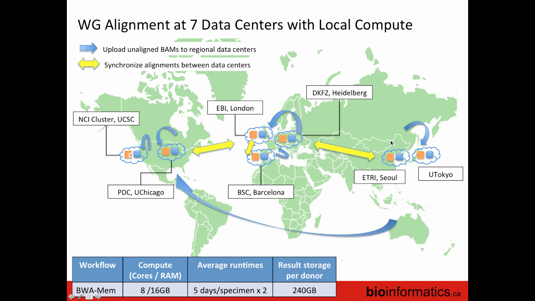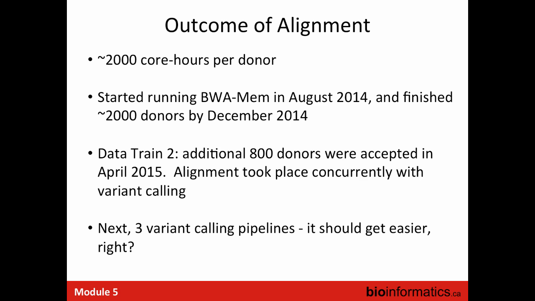To do the alignment, we basically asked the data owners to upload the data to the local regions, so there's no overlapping of the data, and each center was just responsible for aligning the data at their own center. This requires about an 8-core machine, 16 gig RAM, about 5 days per sample. We had nearly 6,000 samples to align, so that's why it took that much resources and that much time. As I said, it was done within 4 months' time.